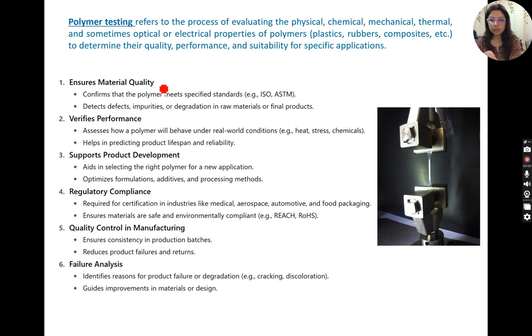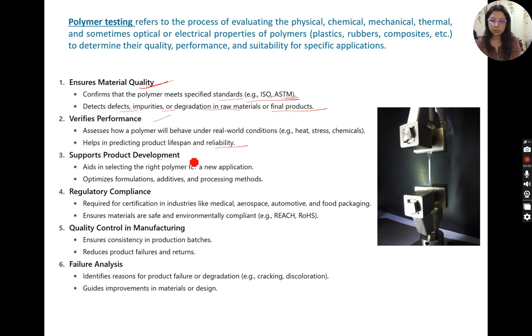First of all, testing will ensure the material quality and confirm that the polymer meets specific standards, either ISO or ASTM. These are the standards by which we can measure or test the polymeric samples. ISO is the international standard and ASTM is the American standard testing. Other than material quality, it is also important to detect defects, impurities or degradation in raw materials or the final products. After quality, it verifies the performance, like how a polymer will behave under real-world conditions like heat, stress, and chemical conditions. It helps in predicting product lifespan and the reliability of the material.